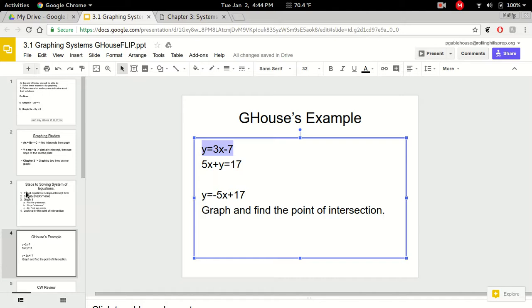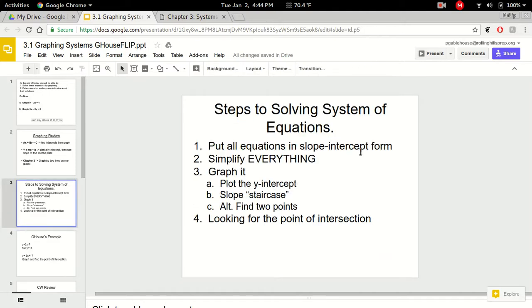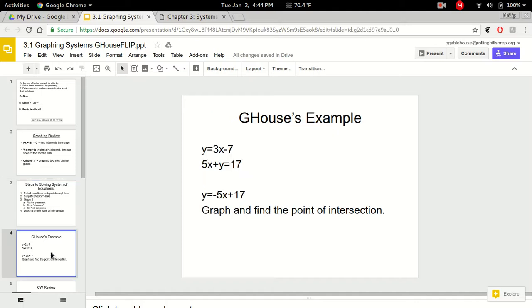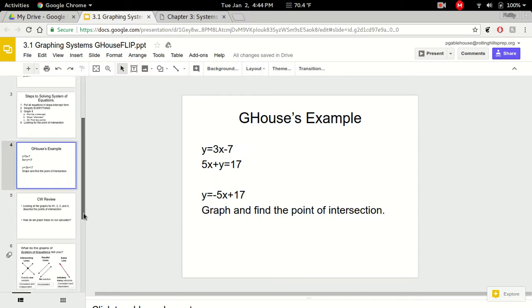Okay. We do have our methodology on how to do this. Everything in slope-intercept form. Simplify everything. If we look at our two examples here, there was nothing that I can pull out of 3 and 7. Negative 5 and 17 don't have any common multiples, so there's nothing to simplify in this example. Sometimes there will be, and you guys will see a couple of examples in a minute where you do have the ability to simplify stuff out.